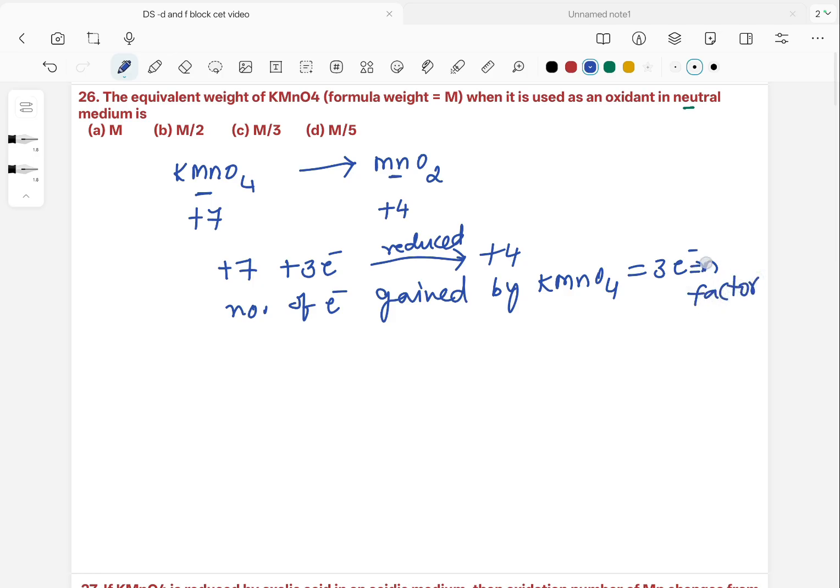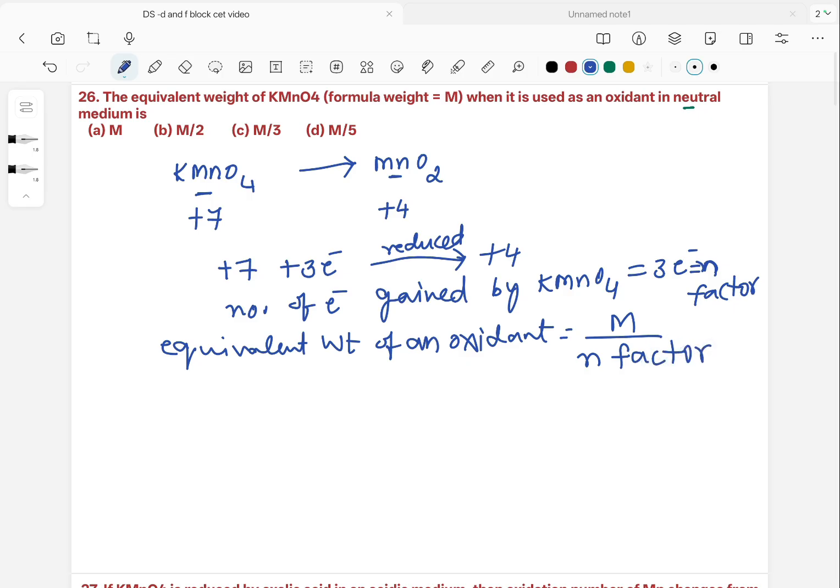It is the n factor. The number of electrons gained is the n factor. Now, the equivalent weight of any substance, or as we are talking about an oxidant, the equivalent weight of an oxidant will be its molar mass by n factor. The n factor is found as 3, so it should be M by 3. So, our answer should be option C.